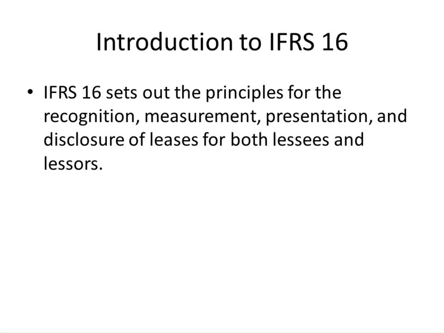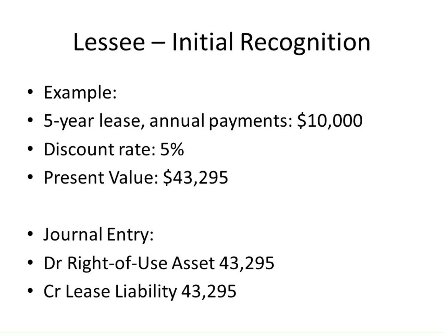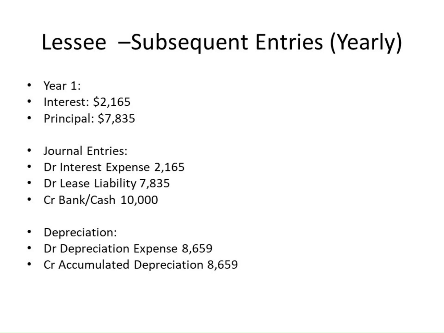Today, we'll understand the accounting treatment and journal entries for lessees and lessors under IFRS 16. Under IFRS 16, lessees must recognize a right-of-use asset and a lease liability for almost all lease contracts. At the commencement date, the lessee recognizes a right-of-use asset and a lease liability, both equal to the present value of lease payments. Each year, the lessee records interest on the lease liability and reduces it. The right-of-use asset is depreciated over the lease term.